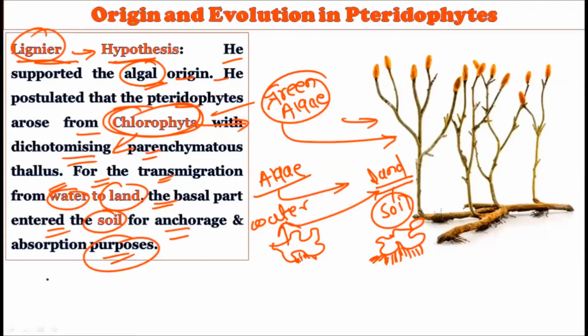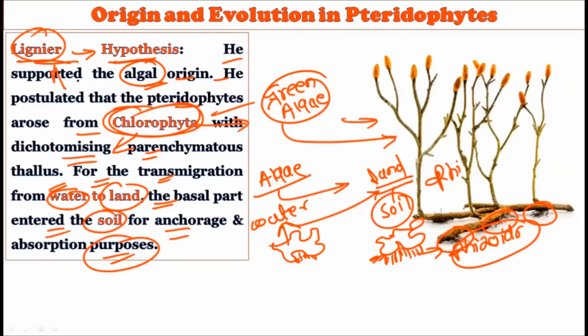So when we talk about the Lignier hypothesis, what is he saying? He is saying that the pteridophytes originated from the green algae. And when these green algae transmigrated from water to the soil, they developed special structures from the lower thallus, which we later called rhizoids, just like in Rhynia. These are developed from the lower part of the thallus. So the rhizoids in Rhynia can be connected with the lower portions of the thallus in the algae.